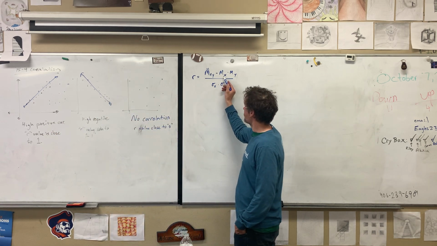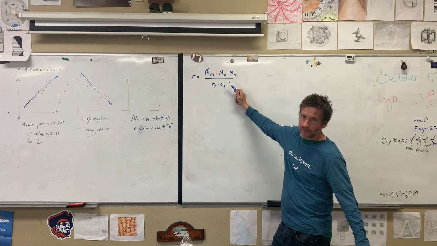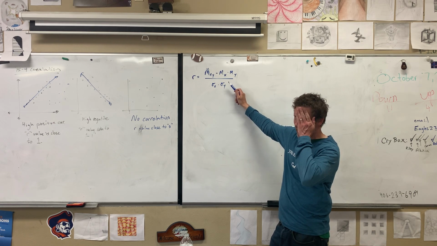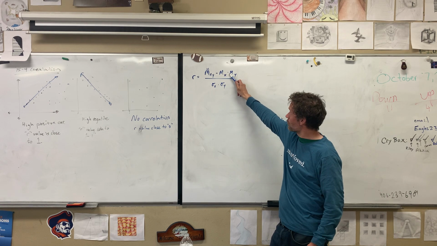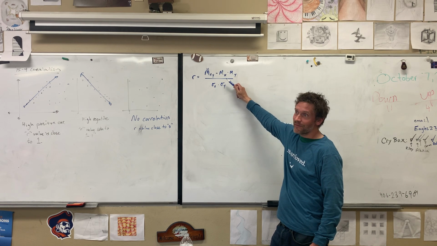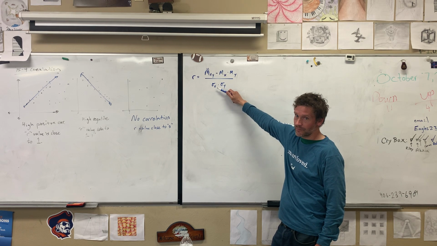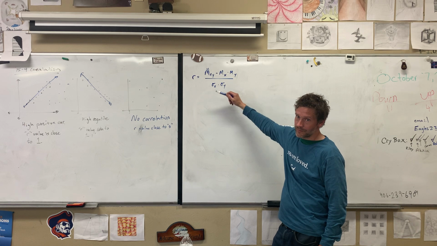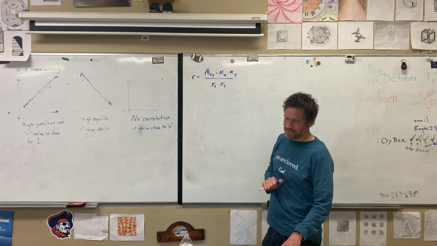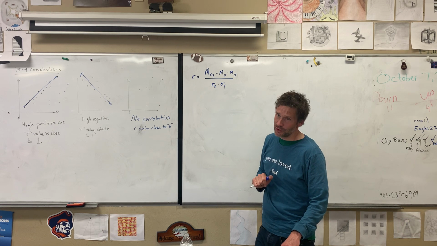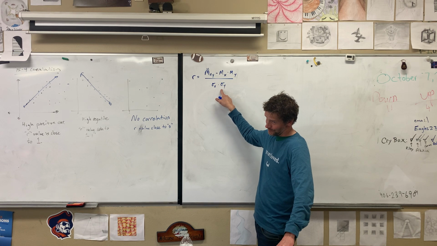M sub x, what do you think M sub x is? Yep, the mean of all the x's, and M sub y is the mean of all the y's, and you multiply those two means together, divided by, what do you think sigma x is? The variance, or the standard deviation? Standard deviation, yeah. So it's the standard deviation of your x's times the standard deviation of your y's.